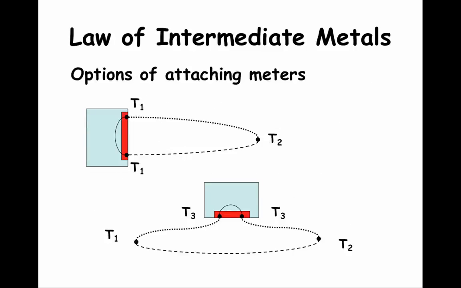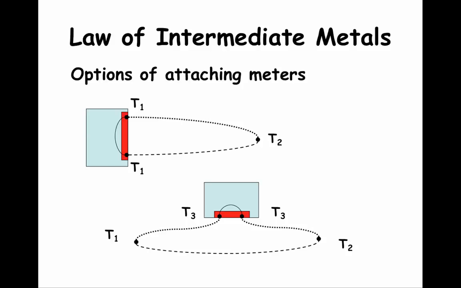Okay, so now we know that we can add a meter. The question is, which way do we want to add the meter? And let's assume that meters use a third metal. So adding the meter adds two new dissimilar metal junctions. The little red boxes represent isothermal bars which are at the same temperature.